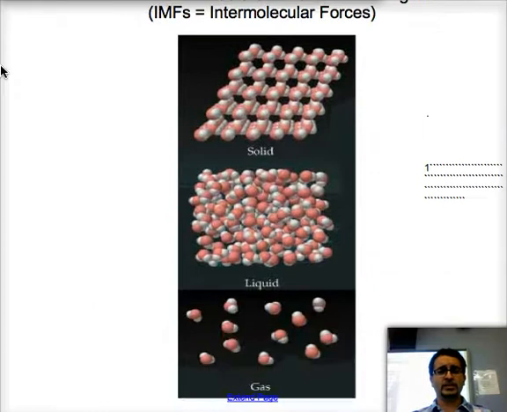We can see again how we got the arrangement, the nice crystalline lattice, that is the solid, all right? Then we got a more disorganized form, which is the liquid, still quite dense, and then the molecules are further apart in the gas phase.